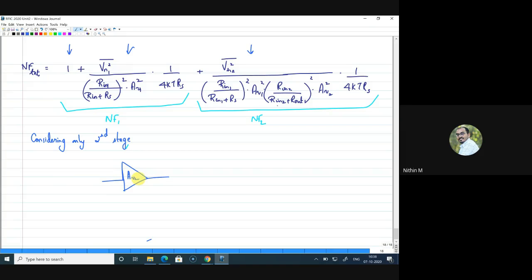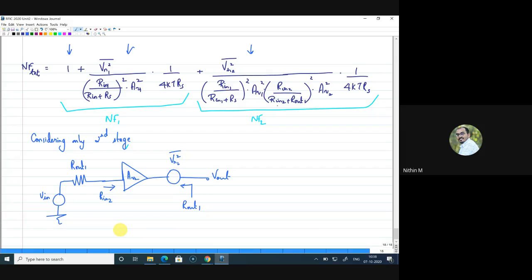Right. So as Sagar, as you asked, for this stage, the RS will be the R out 1 of the previous stage. I am assuming that here you have some signal. This is V in, and this is R in 2, and this is Vn2 square, and this is V out, and from here what I have is R out 1. Right, this is second stage.